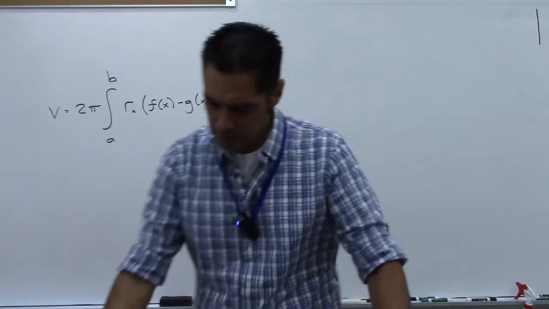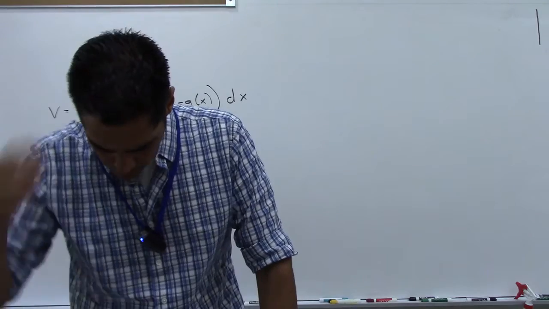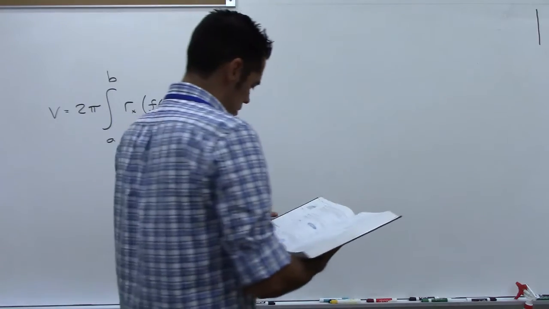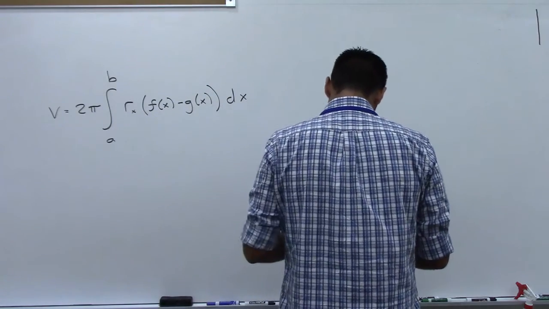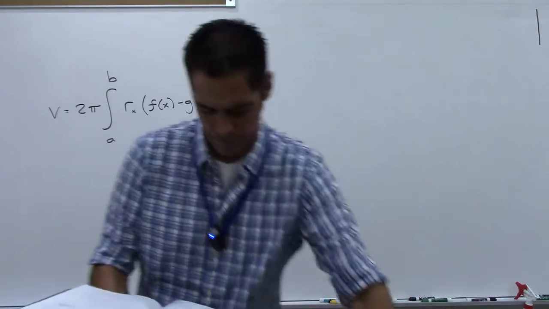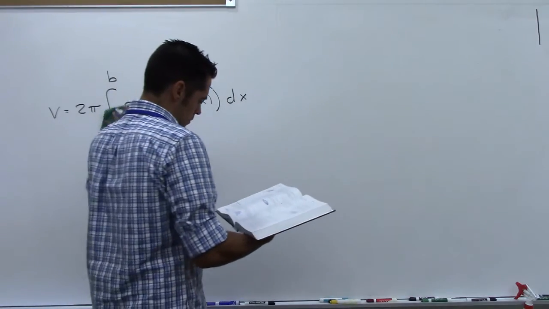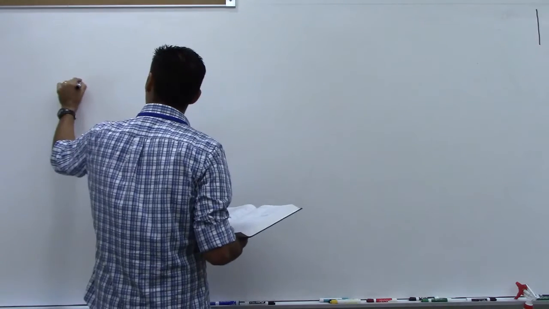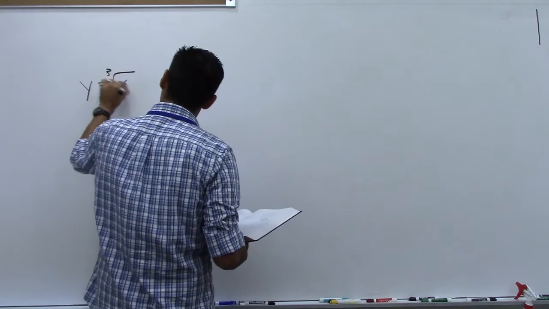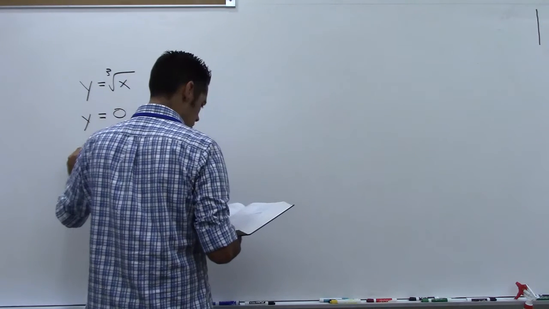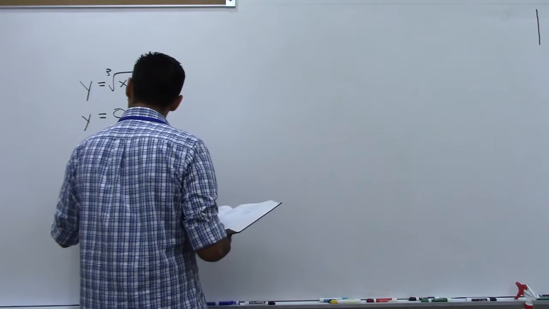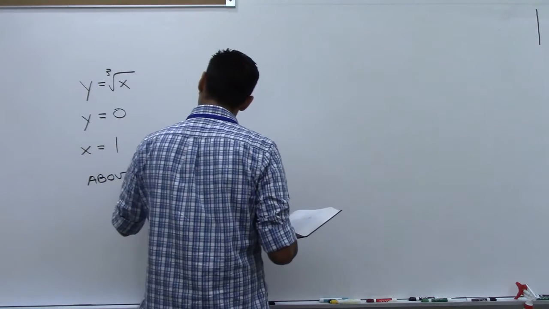So let's take this region. Where is it? There we go. I'm going to do number 3, in section 7.3. So we have y equals the cube root of x, y equals 0, x equals 1, and we want to rotate this about the y-axis.